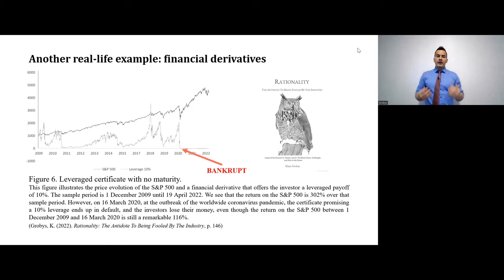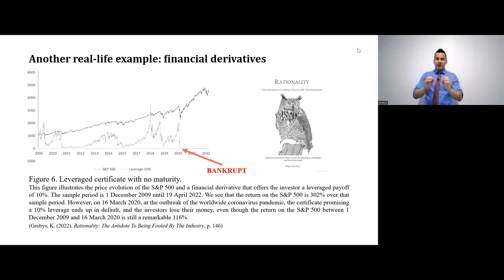So what do we learn here? This figure illustrates the price evolution of the S&P 500 over the sample period from 1st of December 2009 until 19th April 2021. Why do I choose this sample? Because in 2022 I wrote this book, and that's why I ended the sample period in April. We see that the return of the S&P 500 is roughly 300% over the sample period. But on March 16, 2020, there was the outbreak of the worldwide corona pandemic, and the certificate that promised a 10% leverage ended up bankrupt. If you had invested your wealth in this certificate, you would end up in default. You would lose all of your wealth.